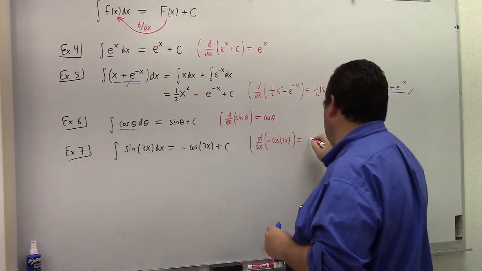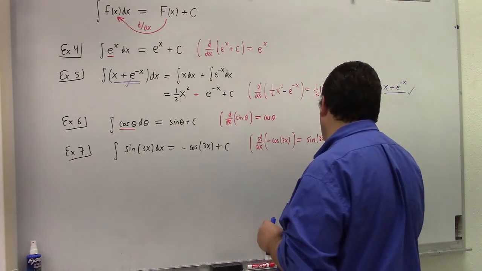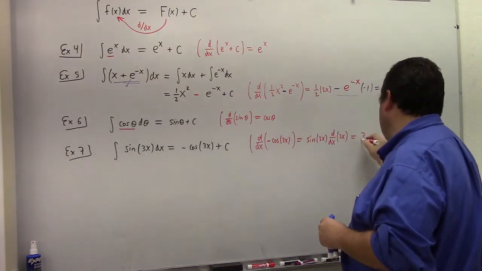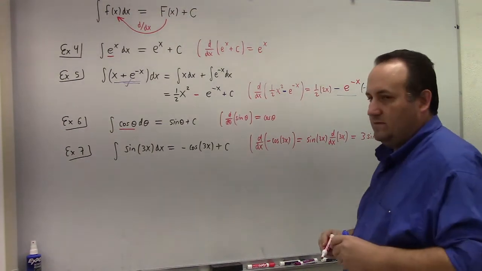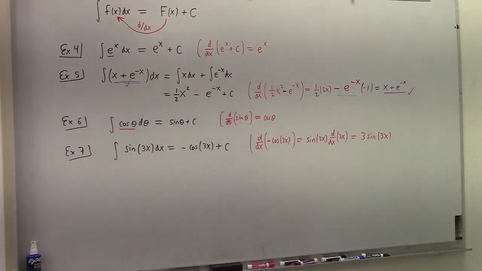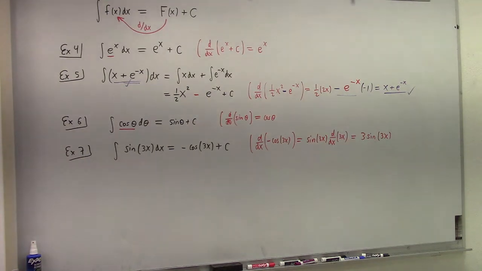We get sine of 3x, and I'll write down the chain rule, d dx of what? 3x, which is 3 sine of 3x. Oh, no. Well, this is no good. We've got an extra 3. What should we do? How can we fix this?